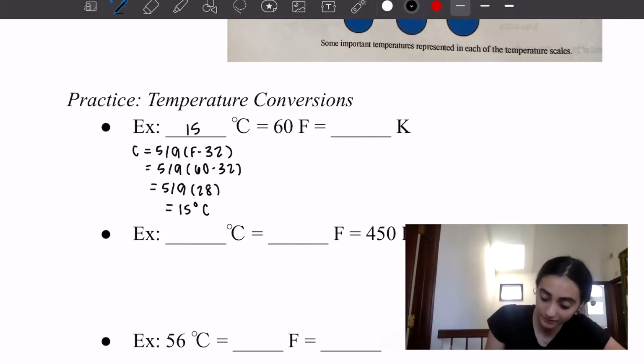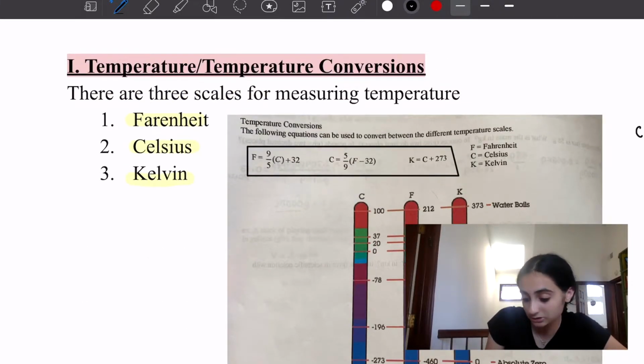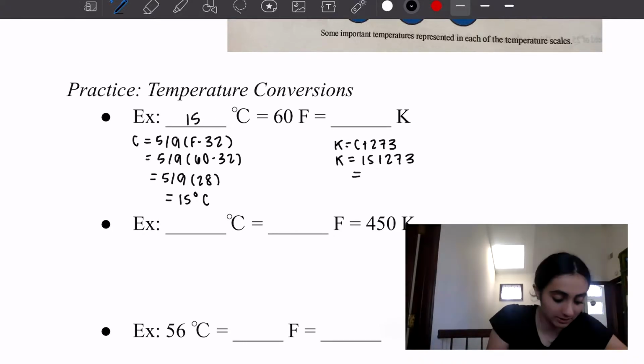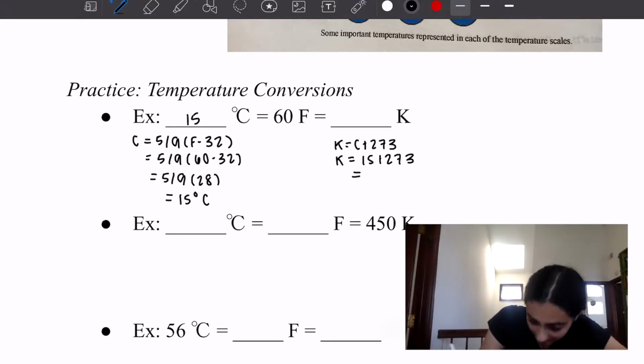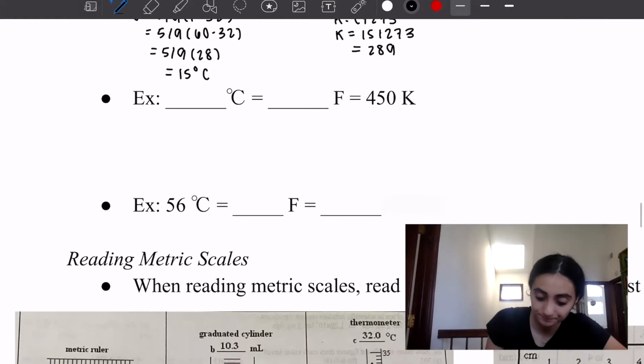Now we're going to convert from Celsius to Kelvin. So to do that, we're going to add 273. Kelvin equals Celsius plus 273. And then we have 15 plus 273. And I would recommend that you keep the unrounded version in your calculator. So we will get 289 Kelvin. And that is our first problem.